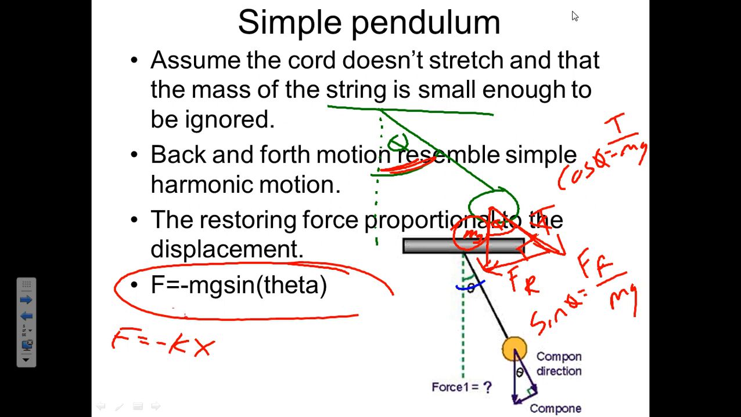So if you want to find the restoring force, here's how you do it. If you want to find the tension in the rope, here's how you do it. Neither one is very difficult. Just take your weight and divide it into one component along the string and one component back toward equilibrium. In a pendulum, this only works for small angles, less than 10 degrees.